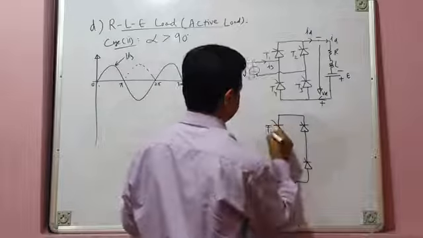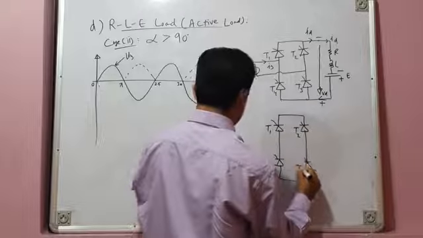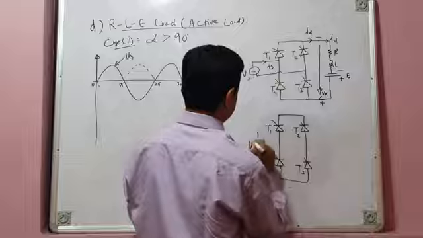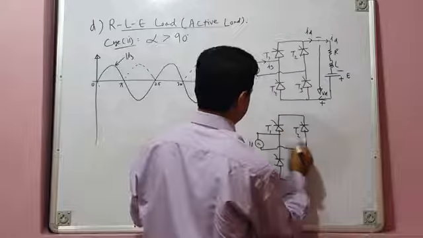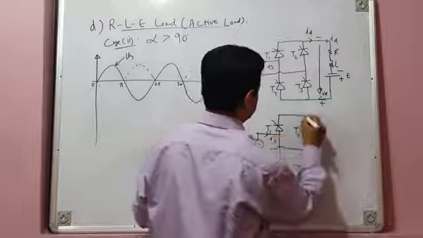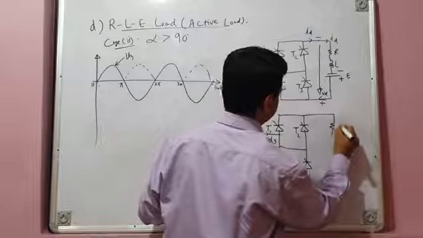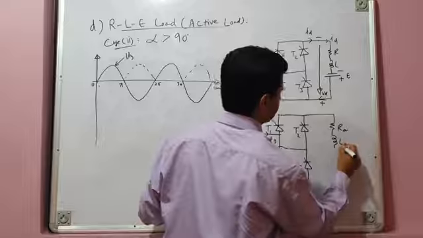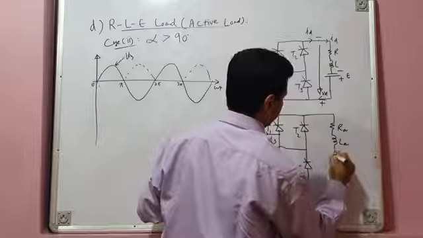These are the thyristors T1, T2, T3, T4. This is source voltage Vs, source current is Is. And let us assume we have a DC motor. Armature resistance is Ra, armature circuit inductance is La, and this is the back EMF of the motor.